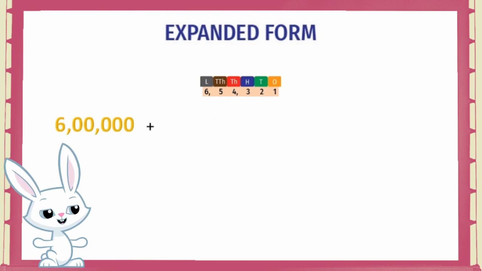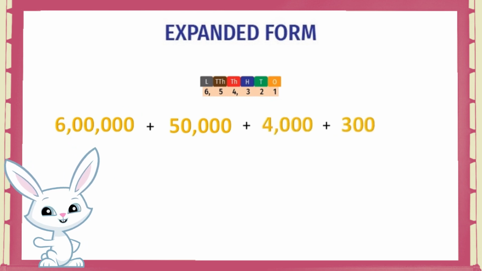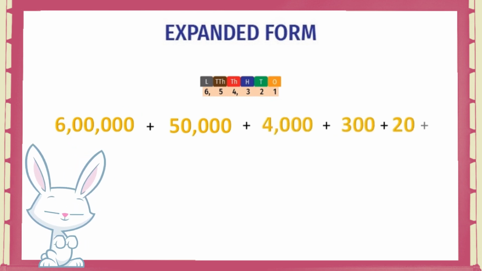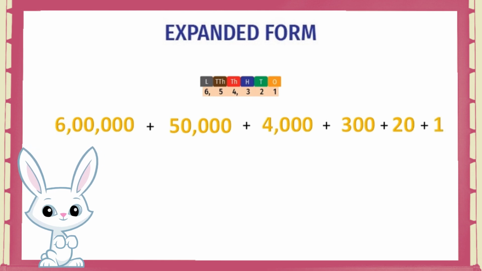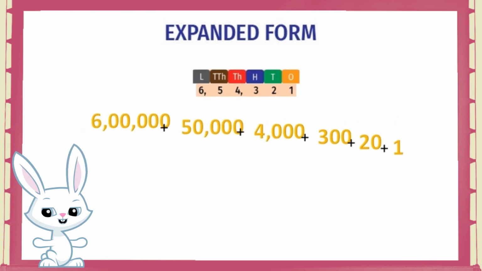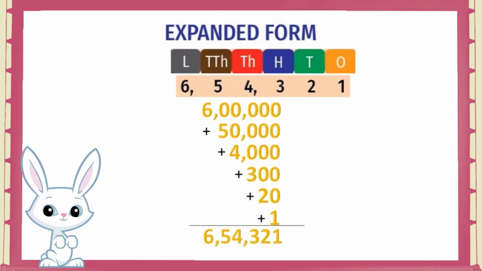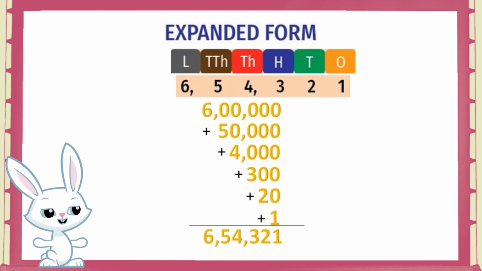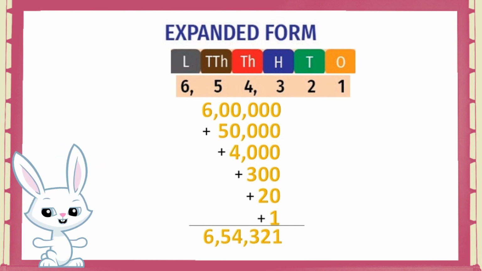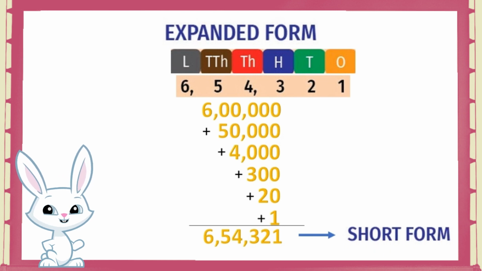Combining all the place values of all digits of the number, we get the expanded form as shown. If you add, you will get the short form of the number, 6,54,321.